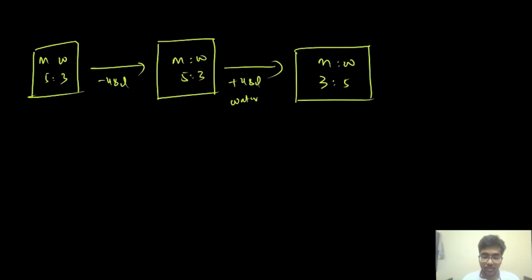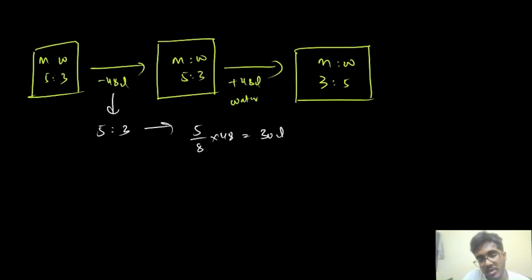Now how do you solve this type of question? If you clearly see here, the thing is 5:3, isn't it? What can you infer from this? 5:3 means 5 parts of milk and 3 parts of water. So that is 5/8 into 48, which is equal to 30 liters of milk, and 3/8 into 48, which is equal to 18 liters of water. Okay, that is the original thing.